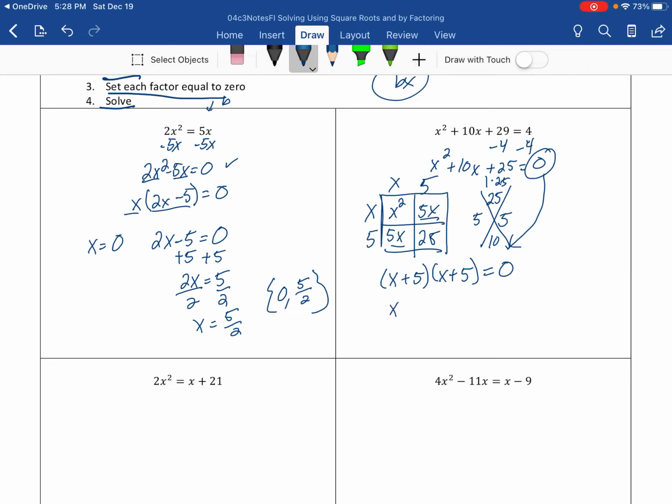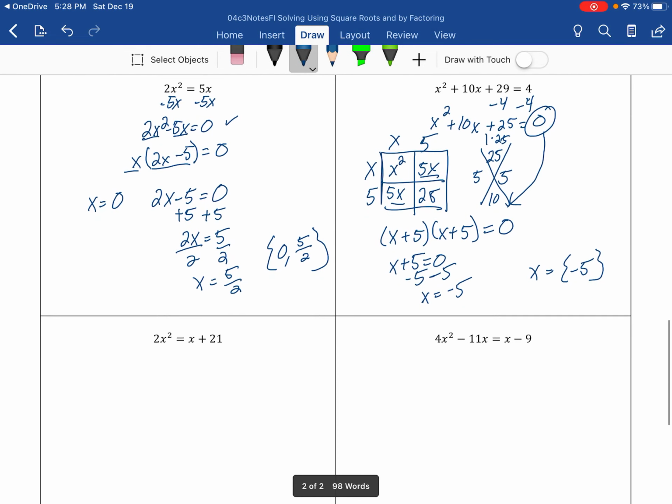Now remember, we are solving, so we had to set that equal to 0. So I set my factors equal to 0. x plus 5 equals 0. And I actually only have to do this once. So in this case, I'm only going to have one solution. And my solution is going to be -5. I'll do these 2 more.